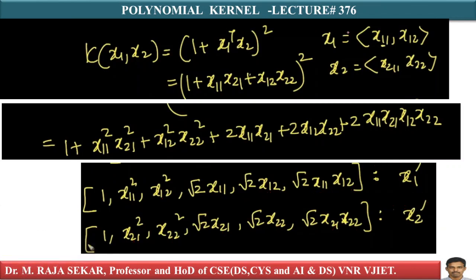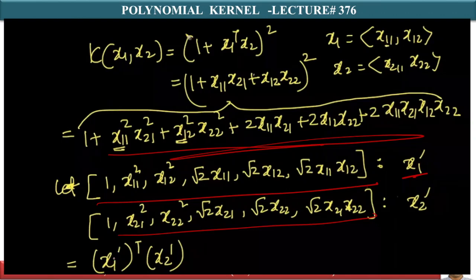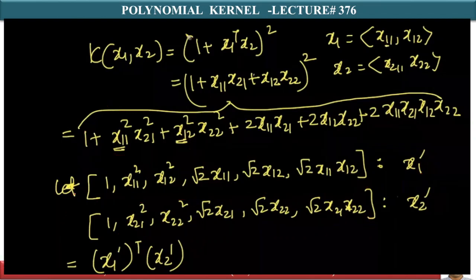Now, what's happening here? My x1 is 2D, but x1 dash has 1, 2, 3, 4, 5, 6 components, which means x1 is converted into x1 dash, where the dimension of x1 dash is 6. Now, how can I write this? This entire expression I can write as x1 dash transpose into x2 dash, so that I will get this entire expression. Here, this is x1 dash and this is x2 dash.